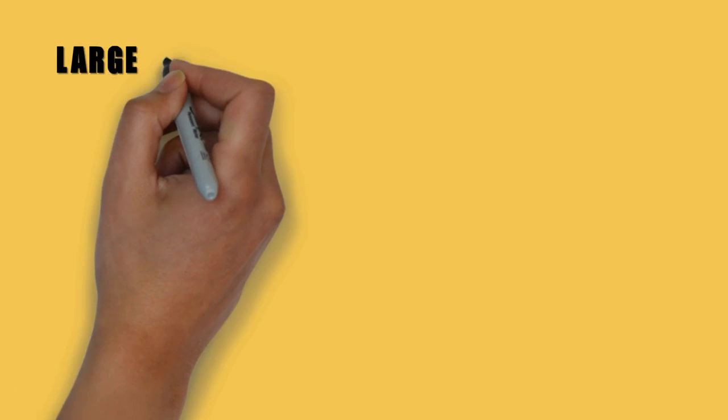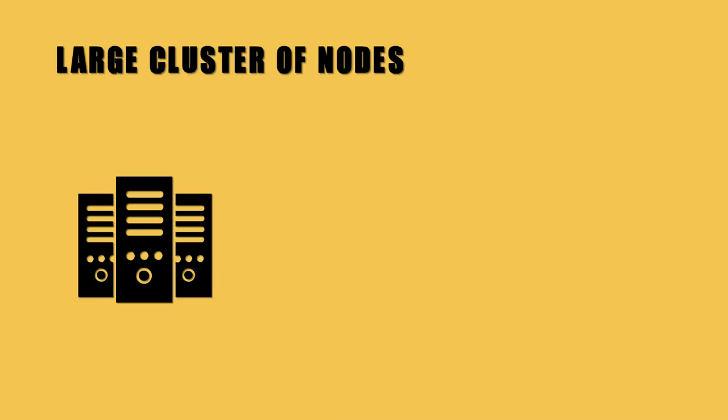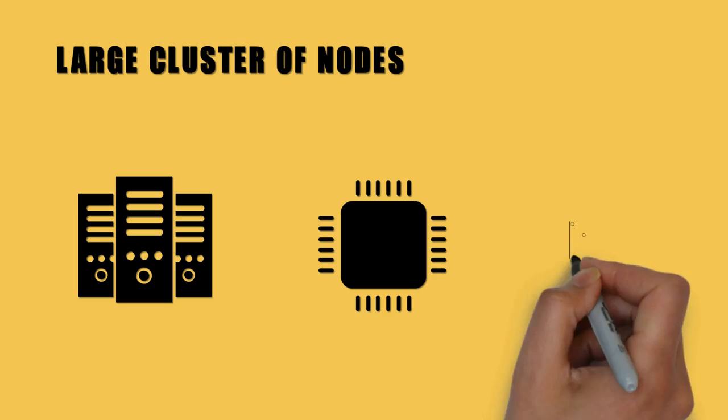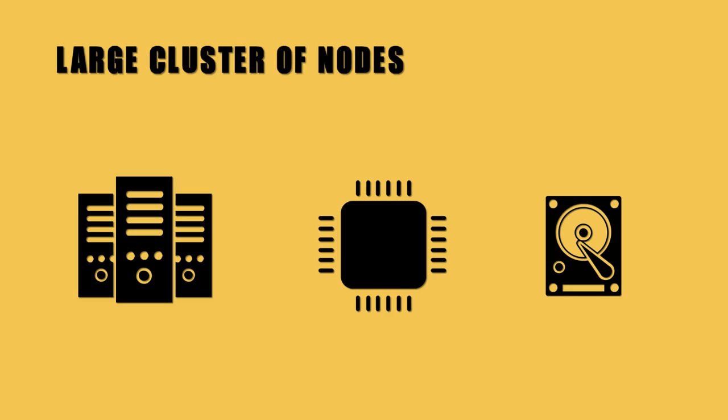The next important feature on the list is that Hadoop supports a large cluster of nodes. Therefore, a Hadoop cluster can be made up of hundreds and thousands of nodes. One of the main advantages of having a large cluster is that it offers more computing power and a huge storage system to the clients.